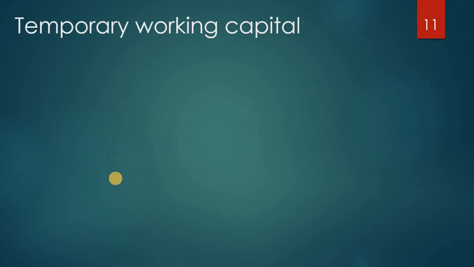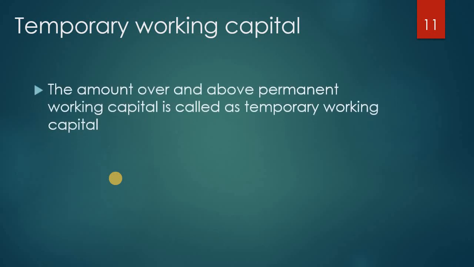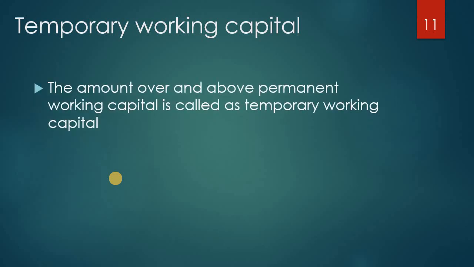Now let us go to the temporary working capital. What is temporary working capital? We already know what is permanent capital. That is fixed. Over and above whatever you have is known as temporary capital. That means that is the capital which can be used to meet the obligations. The amount over and above permanent working capital is called temporary working capital. You have a foundation as fixed or permanent working capital. Above that, whatever you spend is known as temporary working capital.